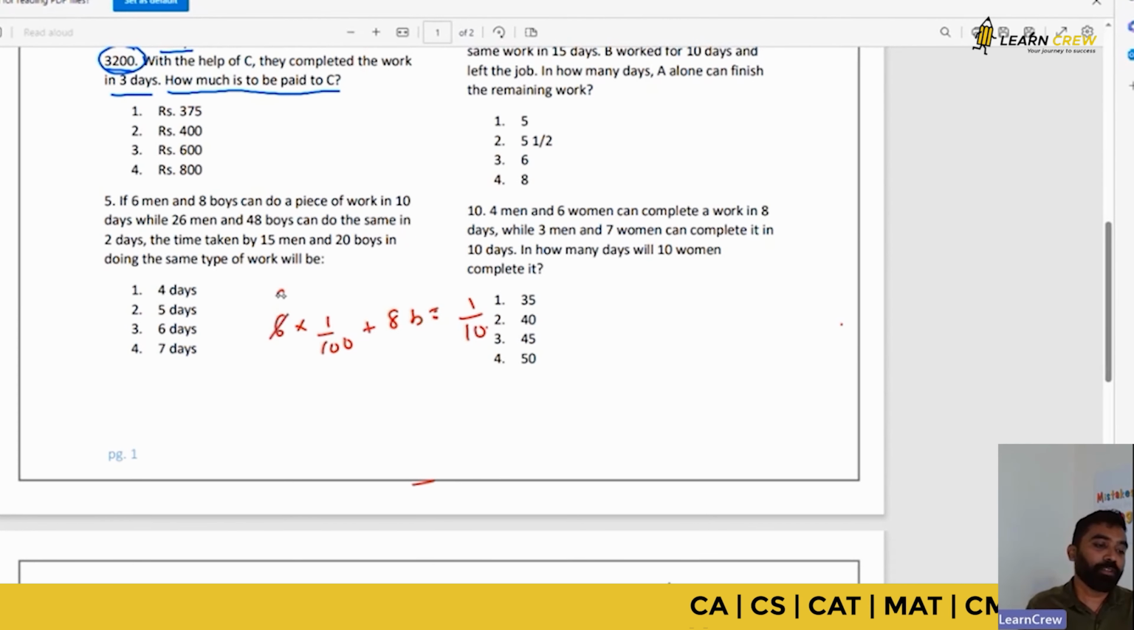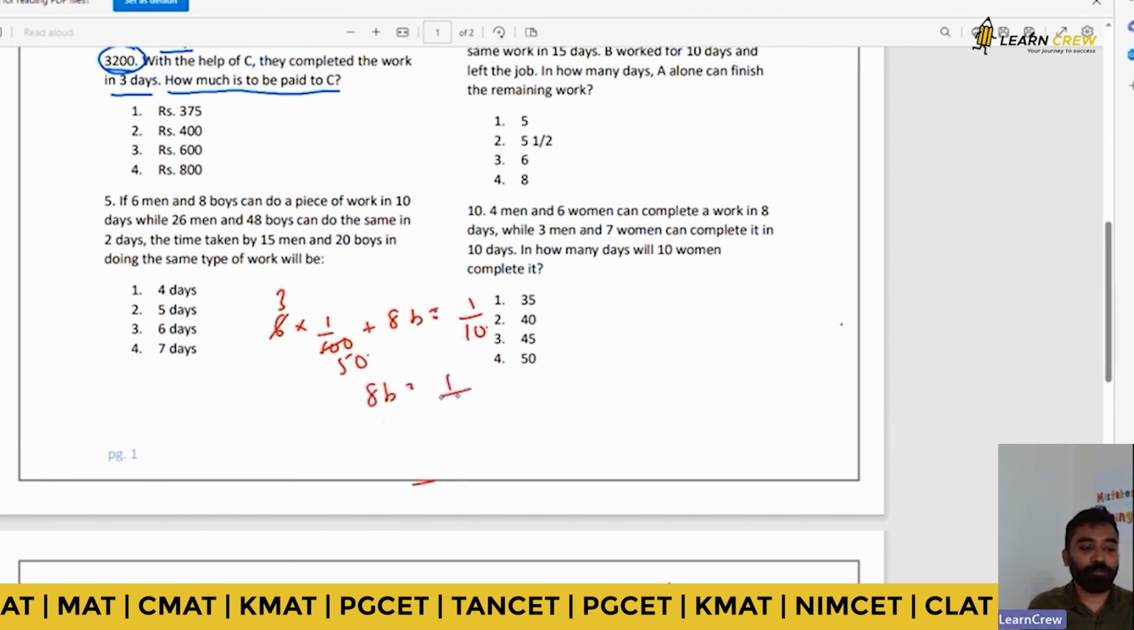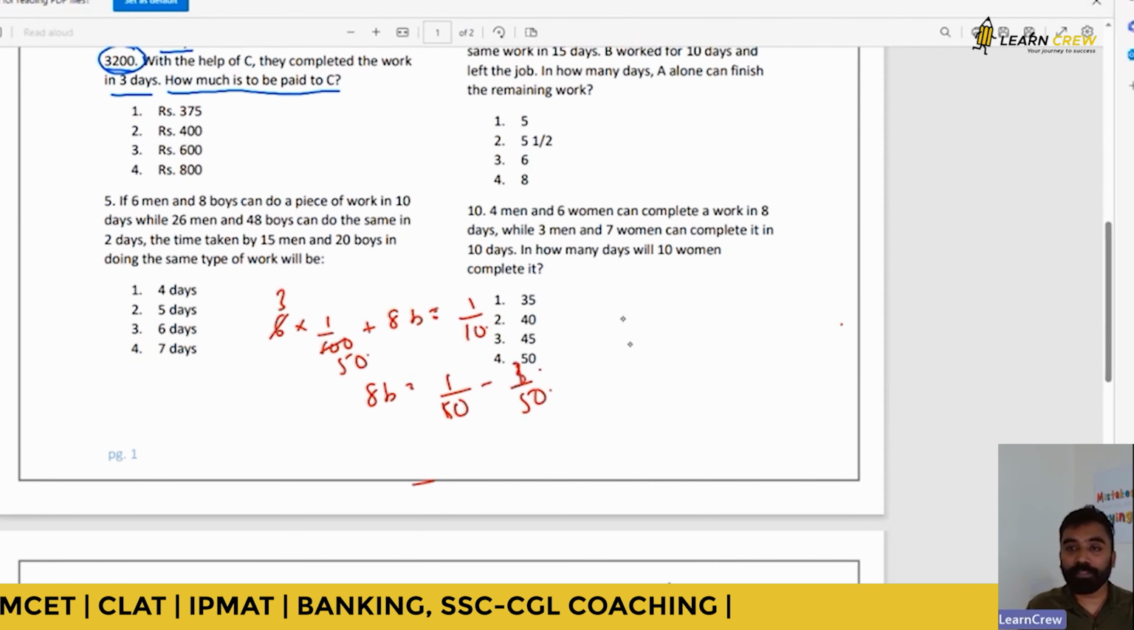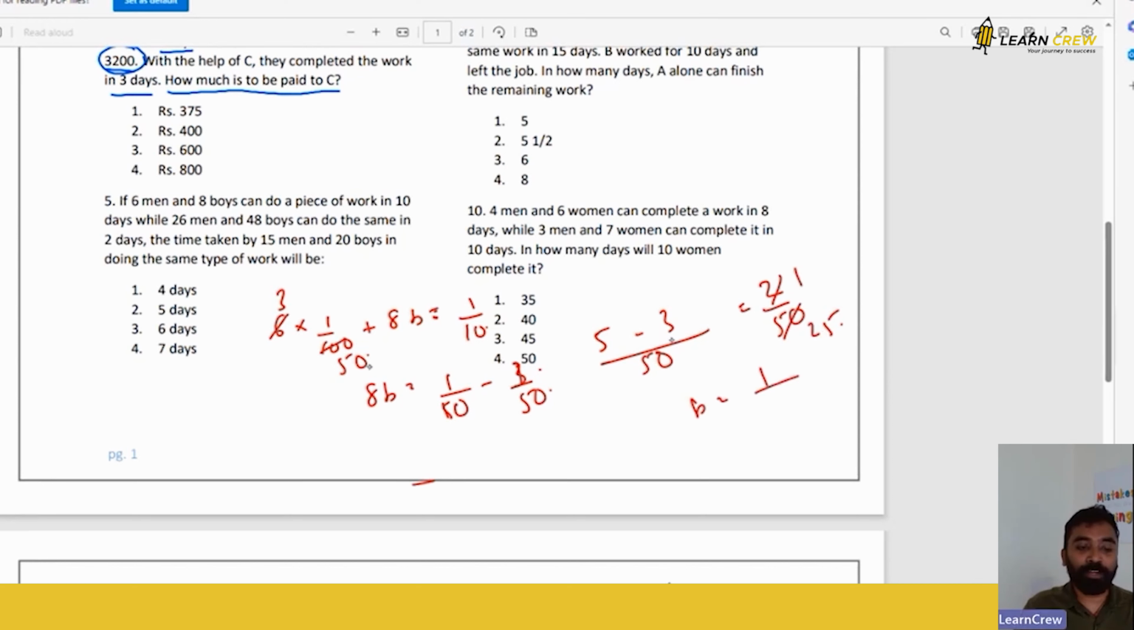So now this is going to become 3 times. This is going to become 50 times. So 8b equal to 1 by 10 minus 1 upon 50. Okay, 3 upon 50. So now what is the LCM here? 50. This is going to be 5 times minus 3. This is going to be 2 by 50 or 1 by 25, right? So b is equal to 25 into 8, 200.